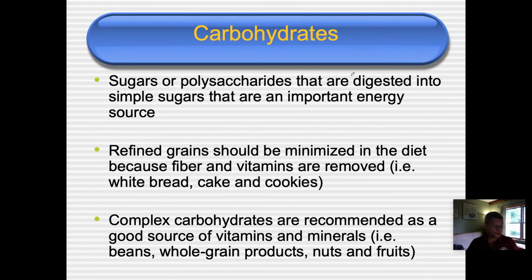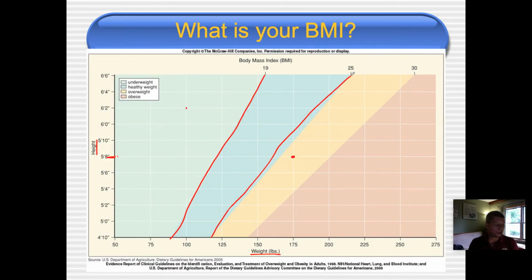Now, a healthy BMI is somewhere between 18.5 and 24.9. Overweight is 25 to 30. Obese is 30 plus, and morbidly obese is 40 plus. All right, which we don't even have on this particular scale.